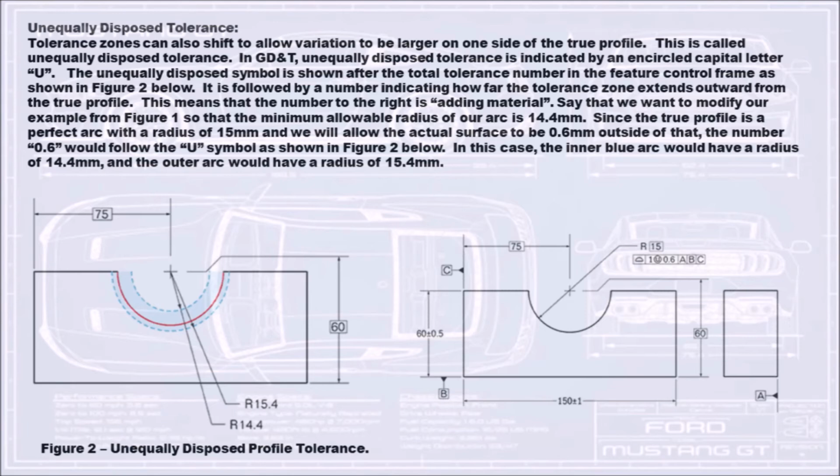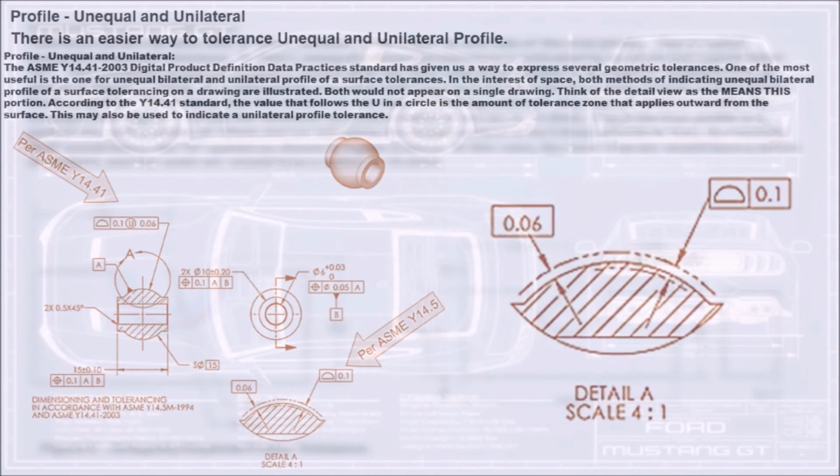Say that we want to modify our example from figure 1 so that the minimum allowable radius of our arc is 14.4 mm. Since the true profile is a perfect arc with a radius of 15 mm and we will allow the actual surface to be 0.6 mm outside of that, the number 0.6 would follow the U symbol as shown in figure 2 below. In this case, the inner blue arc would have a radius of 14.4 mm, and the outer arc would have a radius of 15.4 mm.